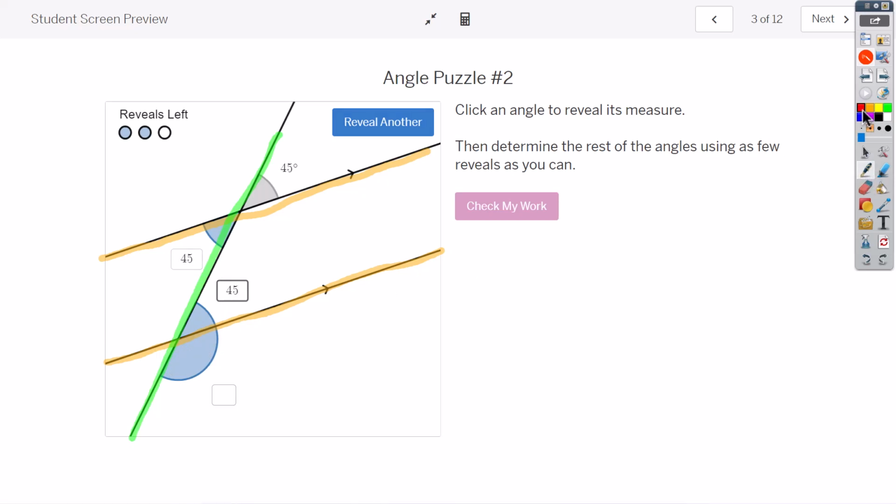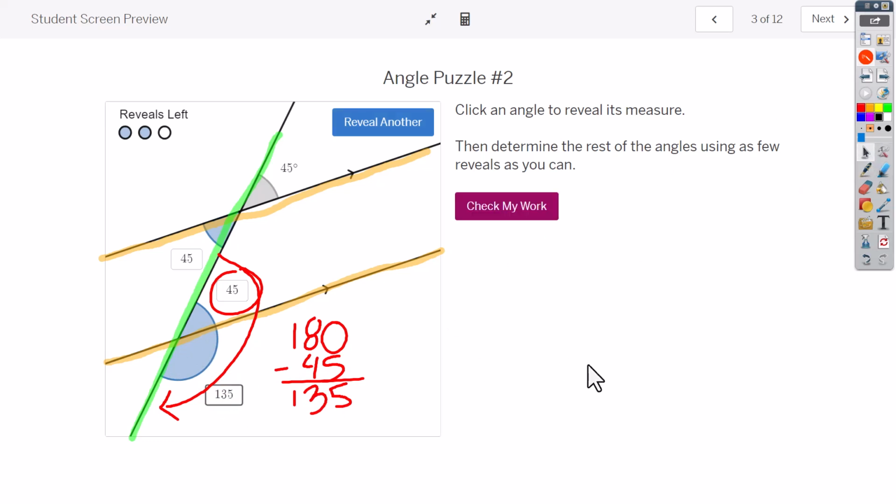And I'm going to return to the fact that I have 180 degrees here and use that information along with the fact that this is 45 degrees to find out that last angle measure. I'll just subtract 45 from 180 and get 135. Oops. Let me fill that in and see if we're right.